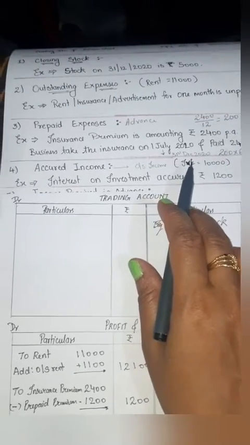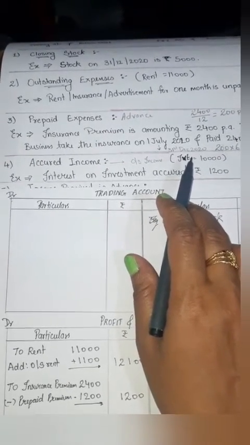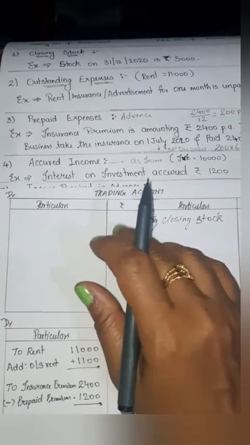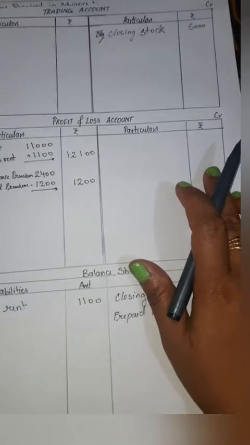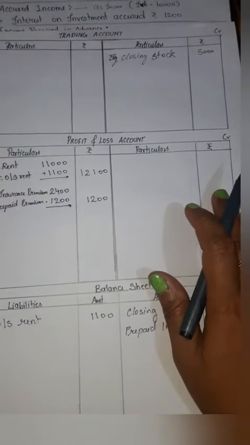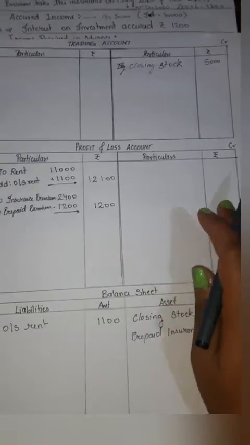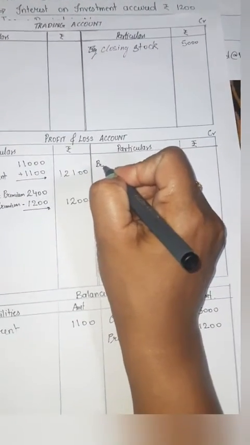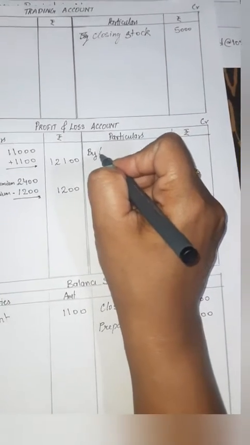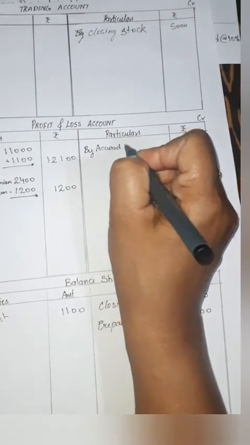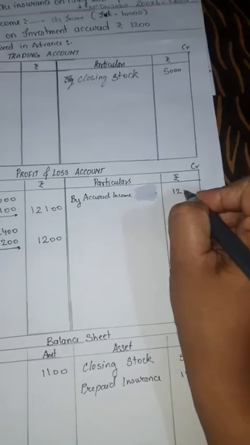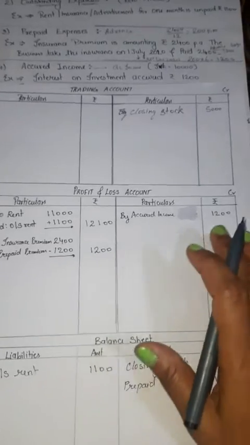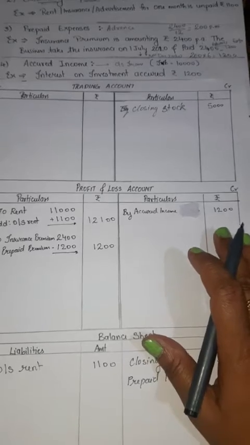So how to show this item in final account? As the name suggests, this is an income. Incomes are shown in the profit and loss account credit side. Accrued incomes are normally indirect incomes and hence they are shown in the profit and loss account credit side. We can write here accrued income, and the amount of 1,200 will be written in the amount column. So the first effect of this adjustment is shown in the profit and loss account credit side.